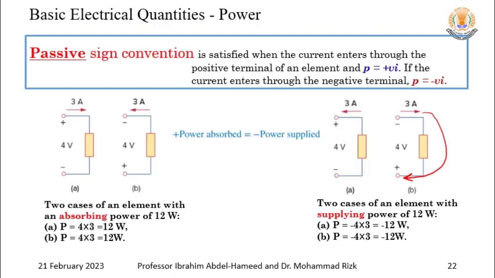So as a conclusion, power absorbed equals minus power supplied, or the power absorbed equals the magnitude of the power supplied, because power supplied is negative. Or the total power is zero. Why? Because you have a balanced system, a balanced circuit.